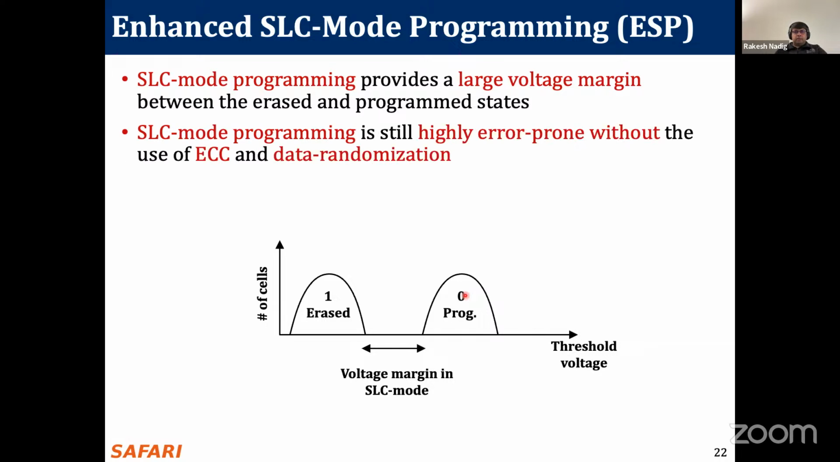But this voltage margin doesn't actually help enough. Even with SLC mode programming, if we don't use ECC and data randomization, it's still prone to errors and disturbances. The main idea is that some of these programmed cells can lose their charge and move back to the erased state, and erased state cells can move closer to the program state. These things can happen due to various disturbances.